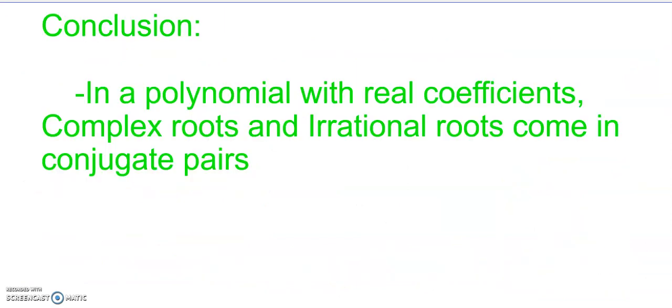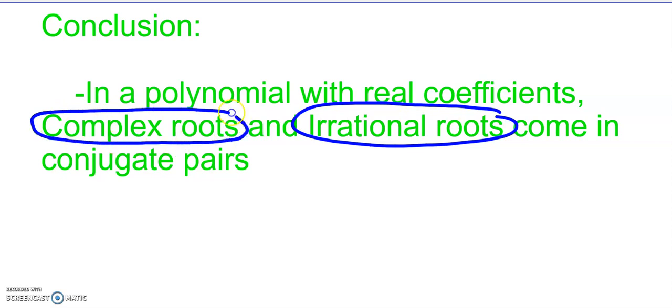In conclusion, in a polynomial with real coefficients, complex roots and irrational roots, irrational being radicals, they come in their conjugate pairs. Very important.